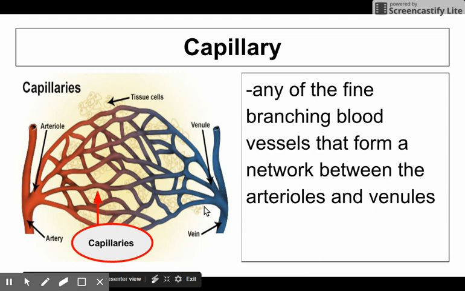Capillary. A capillary are these little spider-webby looking blood vessels that are in your body. They run in between the larger veins, and they do all of the work of carrying blood to transport that gas exchange of oxygen and carbon dioxide.